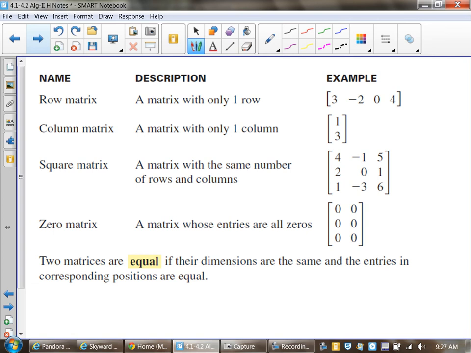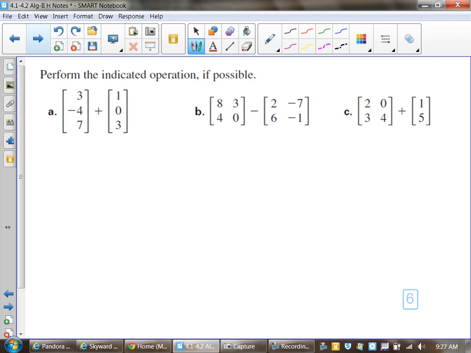That'll be one of the things that we'll build into this chapter. Since this is a very short chapter, matrices work really well with work problems, and so on. So let's take a look at some examples.